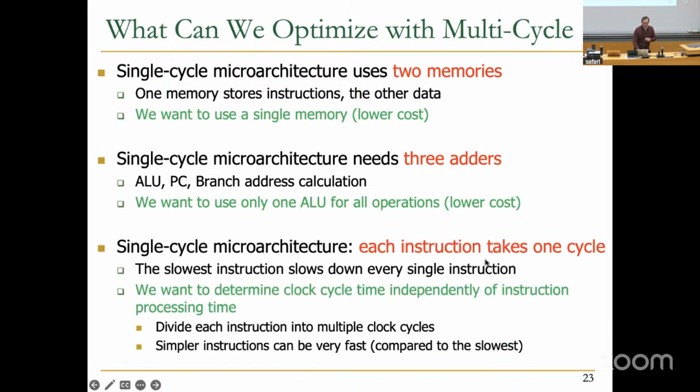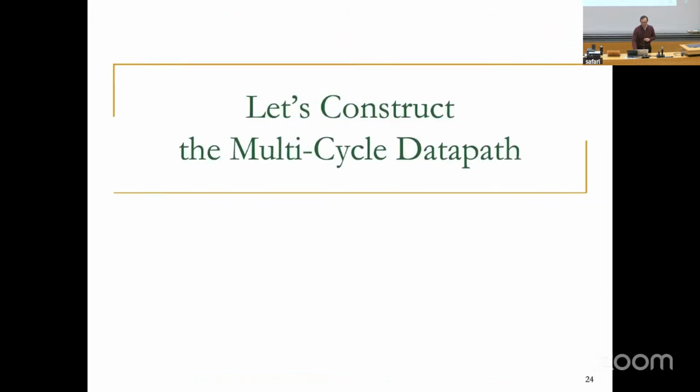As opposed to having each instruction take 1 cycle, we want to determine the clock cycle independently of instruction processing time. So when we actually design the data path, plus the finite state machine, we're going to divide each instruction into multiple clock cycles. Okay? Makes sense. Okay, so let's construct the multi-cycle data path.